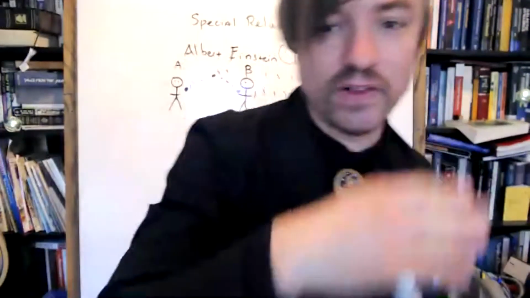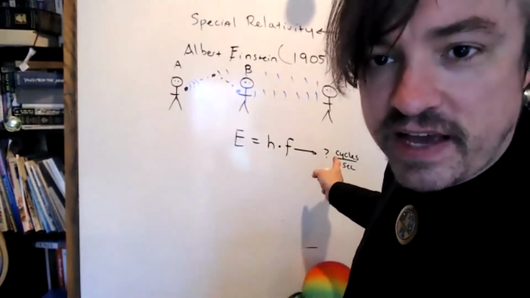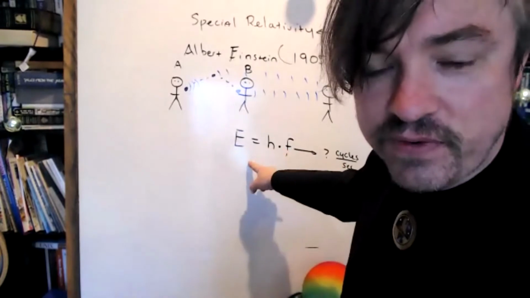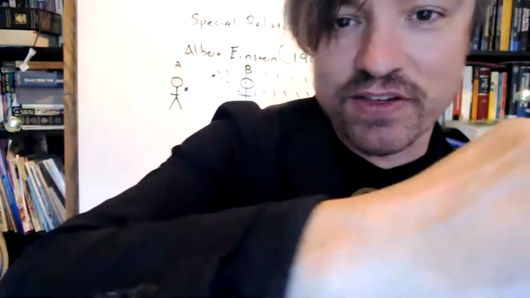If you could travel alongside a photon, the cycles per second would go to 0, and as the frequency of light went to 0, the energy of light would go to 0. If you traveled at the speed of light, the energy of photons would disappear. And that deeply bothered Einstein because he did not want to believe that if you traveled at a certain velocity, the energy of light would disappear from the universe. That would violate one of the bedrock principles of physics, the conservation of energy.